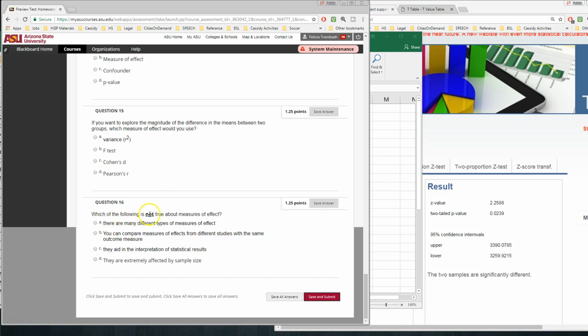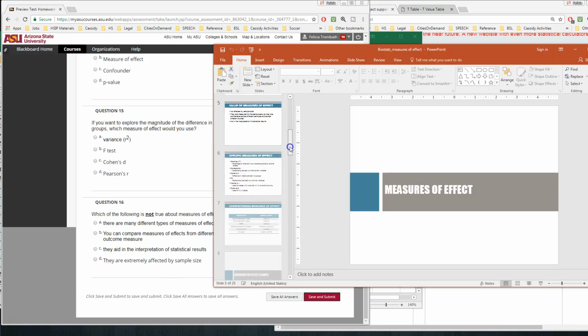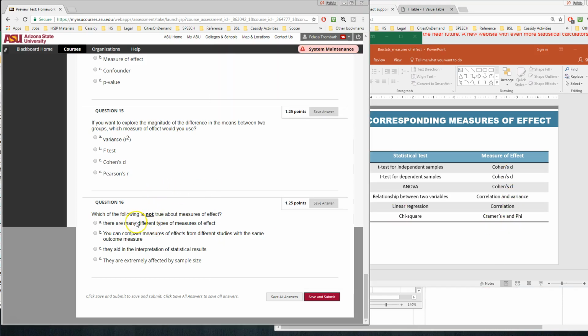Question 16. Which of the following is not true about measures of effect? A, there are many different types of measures of effect. Well, we talked about that in class in the measures of effect slide, that there's lots of different measures of effect for different tests. So Cohen's d is one of them. Correlation's one, Cramer's V is another. So this is true. You can compare measures of effect from different studies with the same outcome measure. So as long as the study was looking at the same thing and used the same type of test to do it, we can compare those across different studies.